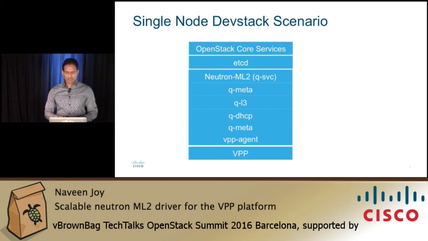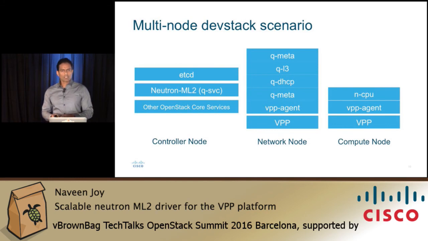This is a single node devstack scenario. So you would run all of your core OpenStack services, such as your Nova and your Keystone and Glance and so on. Then you will have etcd and then the Neutron ML2 service with neutron-server, with networking-vpp as the driver. Then you have other services such as the metadata service, the L3, DHCP, and the VPP agent that is running on that node. And the platform VPP, the virtual switch itself, is running on that single node.